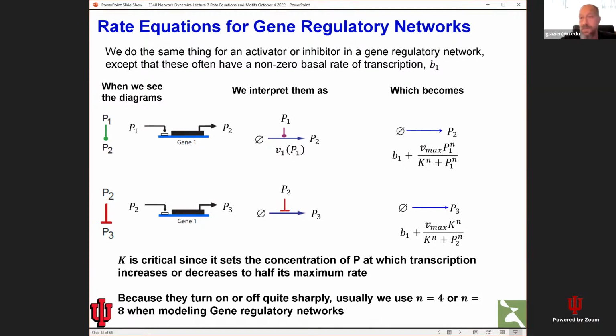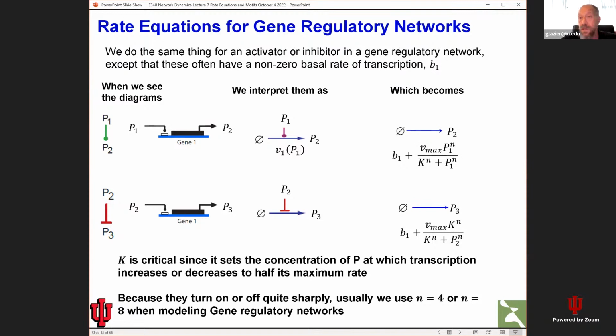Similarly, for inhibition, even if there is a lot of the inhibitor, you expect some of that gene to be produced. And those basal rates can be pretty important. They tend to make things fuzzier and a little bit harder to interpret, but biologically, those can be fairly important. But again, the value of K is critical. It's the concentration of the promoter or the inhibitor at which the transcription rate is half of its maximal rate.